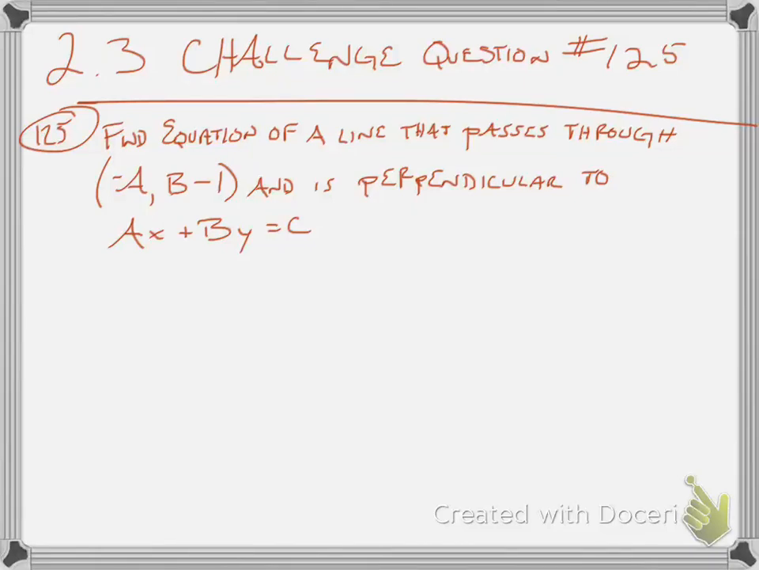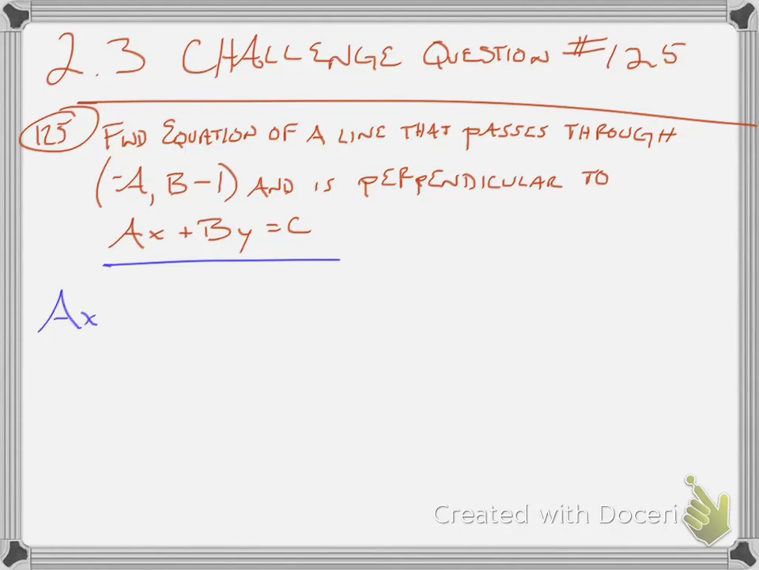Okay, here's the question from Thursday night's challenge section, number 125. You're trying to write the equation of a line that passes through the point (negative a, b minus 1), so the x value is negative a and the y value is b minus 1, and is perpendicular to ax plus by equals c. Now, you're going to do the same thing. I first need to find the slope of this line.